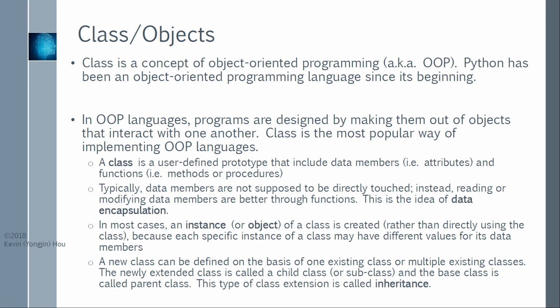Fourthly, inheritance. Inheritance is the concept of creating a new class on the basis of an existing class. The existing class is called the parent class or base class, and the new class is called the child class or subclass. One child class may have multiple parents. That means the new class may inherit from this class or that class, or even a third and fourth base class. This concept is called multi-inheritance.